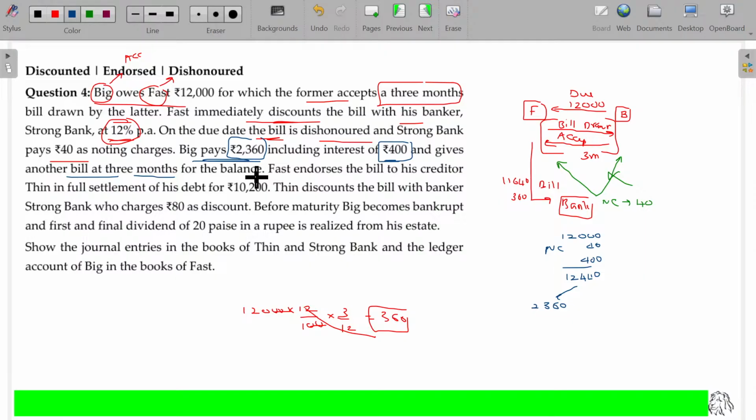And for the balance, a 3-month new bill is drawn. This is the settlement, and a new BR is drawn for the balance sum. What is the value? 12,080, am I right? 10,080. New bill value being 10,080.